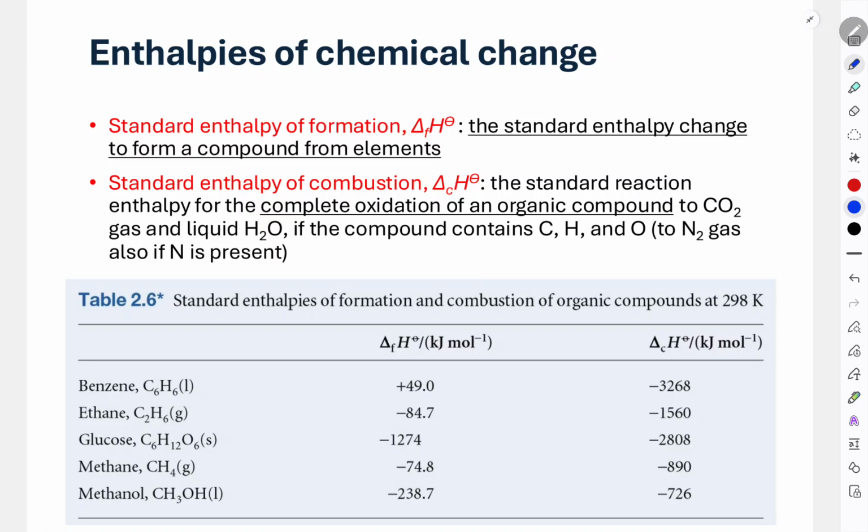If this compound contains carbon, hydrogen, and oxygen, that is the case; if there is a nitrogen compound, there will be nitrogen gas in the product. For example, the standard enthalpy of combustion of benzene is 3,268 kilojoules per mole. This value means that this amount of heat is released when 1 mole of benzene burns under the standard conditions.